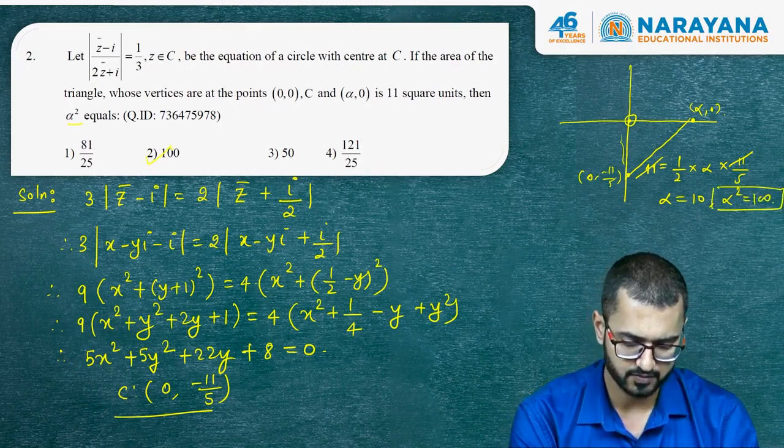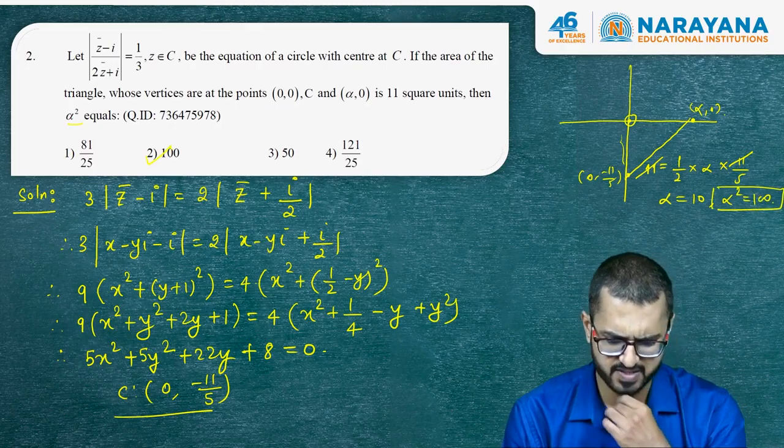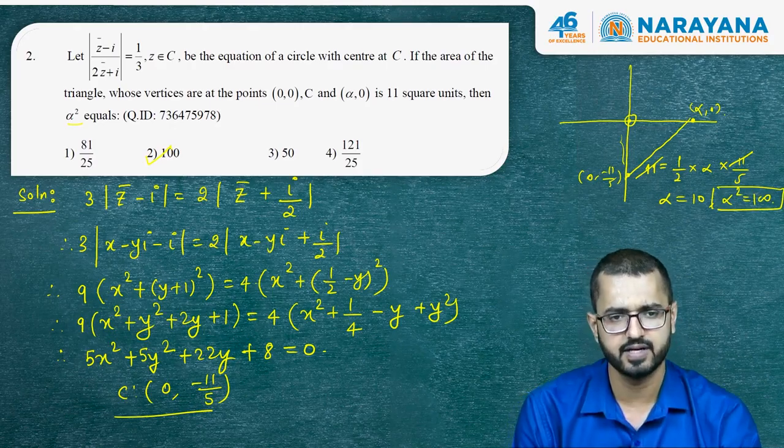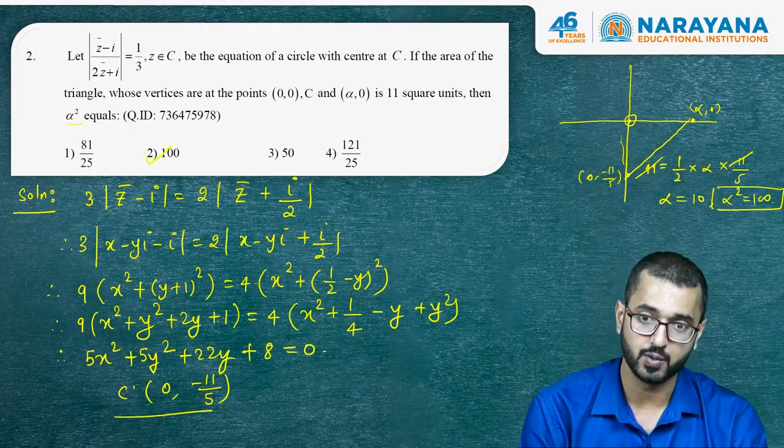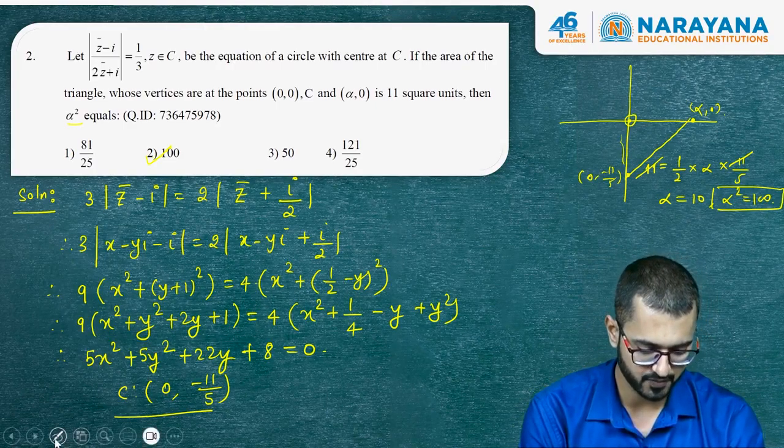So this we have solved by the usual method. If you solve by determinant, then you might get two values of alpha. For that reason they are asking alpha square. So that makes our option 2 correct. Okay, moving to the next part.